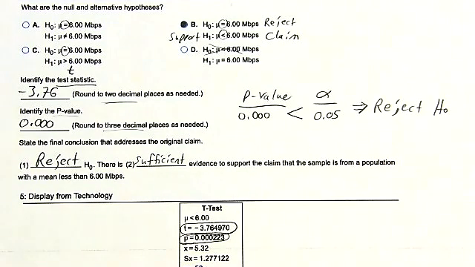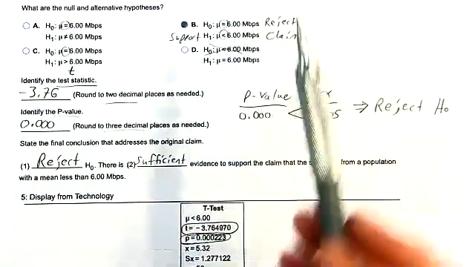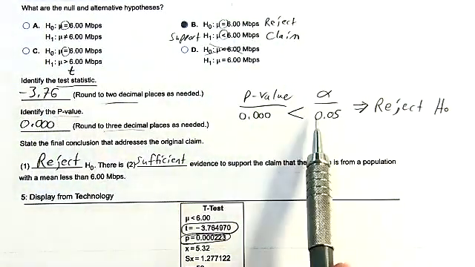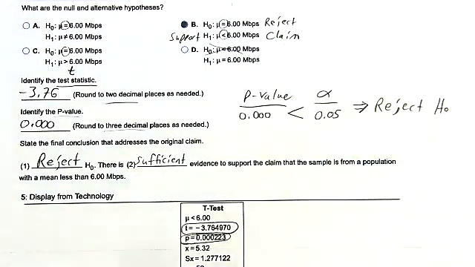So it looks like there's evidence here that the data speeds at these airports, the mean data speed is less than 6 megabits per second. And that's basically how we do all these problems. We pick the right test. We have a test statistic and a p-value, and then we check the p-value against alpha, and then we either reject or fail to reject the null.